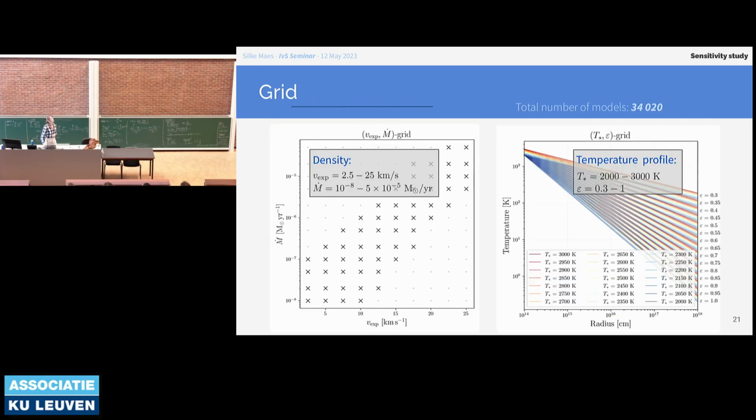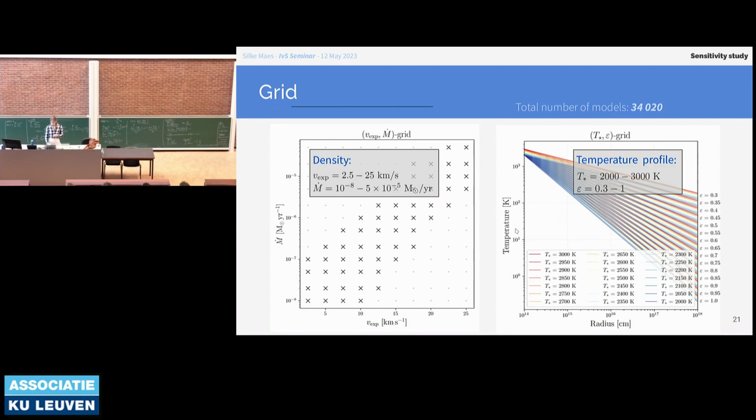Here I show you schematically how my grid looks. In total, I have about 34,000 models that I try to analyze, grouped together, and I use about 50 different setups for the density, as you see here in the grid. People from observations have found that there is a linear dependence between the mass loss rate and the expansion velocity, and that's why not the whole grid is filled here. I take into account this linear dependence.